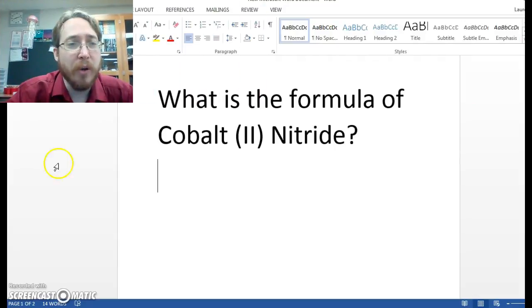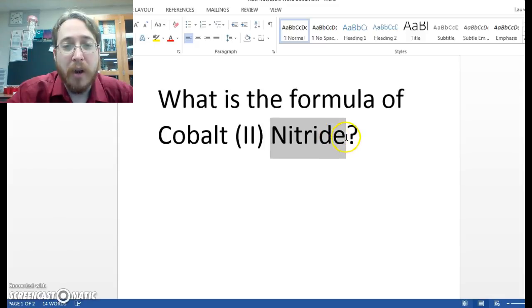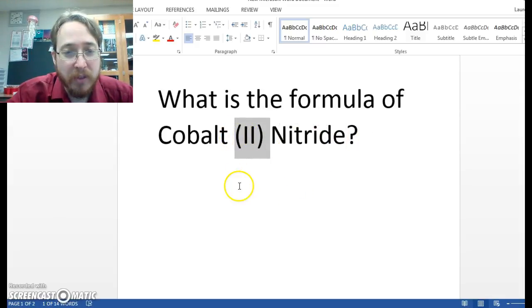Our first question that we're going to deal with is, what is the formula of cobalt(II) nitride? And you'll notice that cobalt is a transition metal. Nitride is a regular anion made from a nonmetal. But in the name, we include this information, and this always comes after the cation. This, in parentheses, is a Roman numeral.